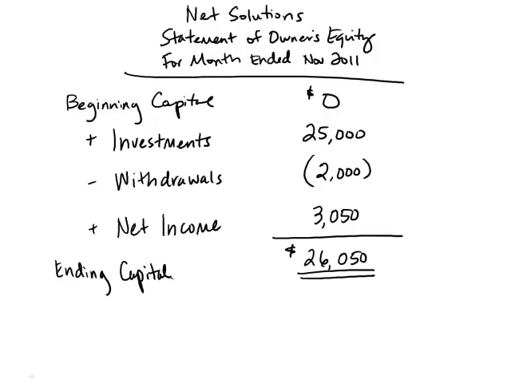Notice that mine's pretty simple. My statement of owner's equity is simple. If you look at the one in the book, it's got indentions and subtotals. I don't really care about format. Do it however you want to do it. Indentions or whatever. As long as you get that bottom number, $26,050. I don't really care what it looks like.